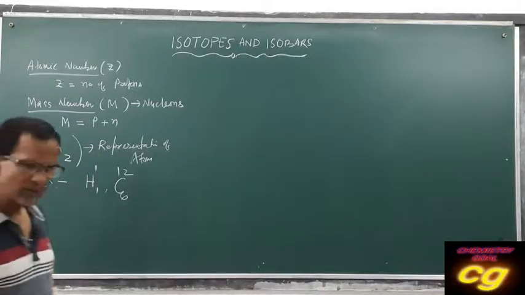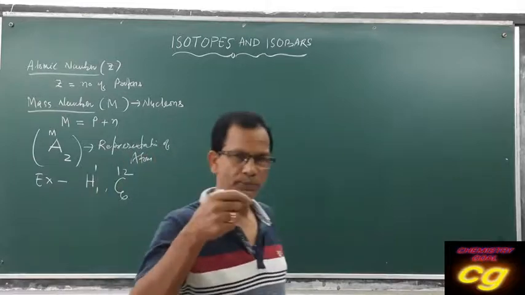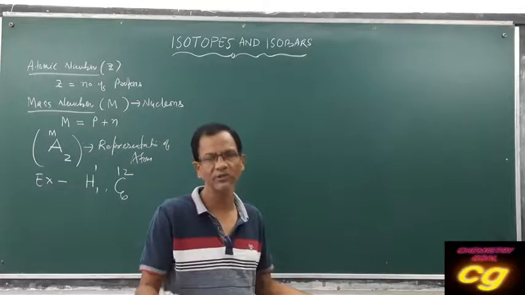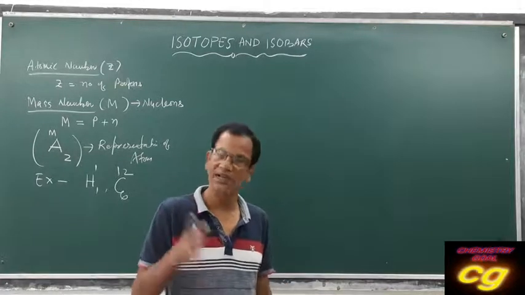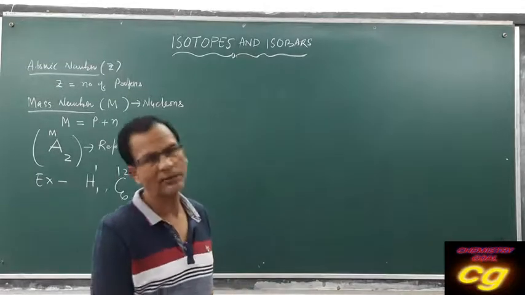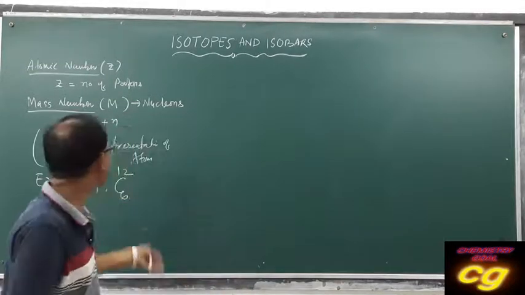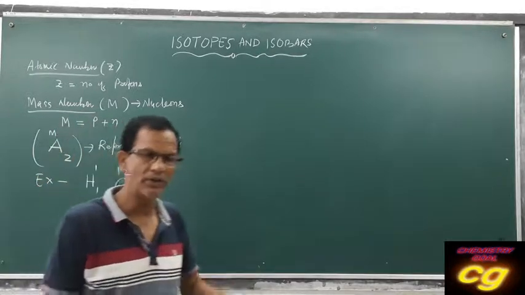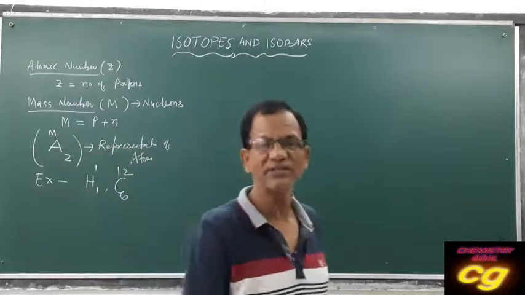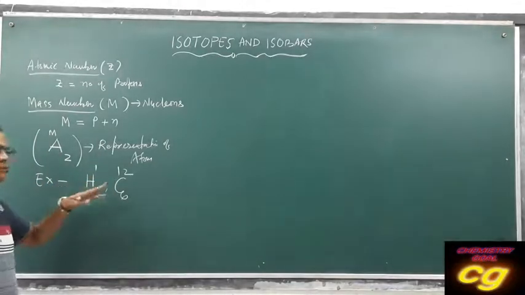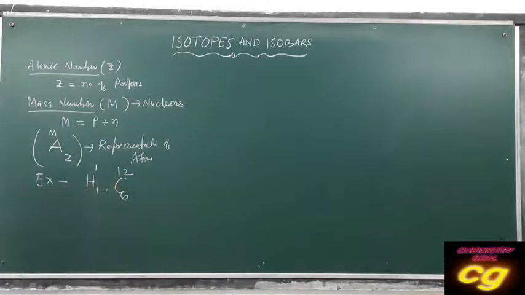But the atomic number of the atoms of a particular element always remains the same. If we say carbon, it always has atomic number 6, so it is not necessary to write 6; we can show only the mass number. Mass number will vary, but atomic number of the atoms of the same element is always the same. So H 1 1, C 6 12, these are representations of atoms, showing atomic number and mass number.